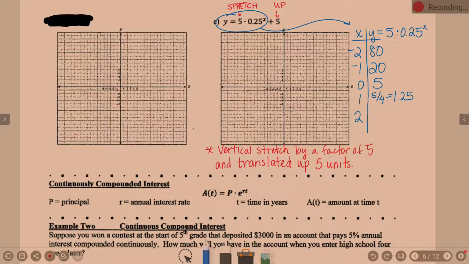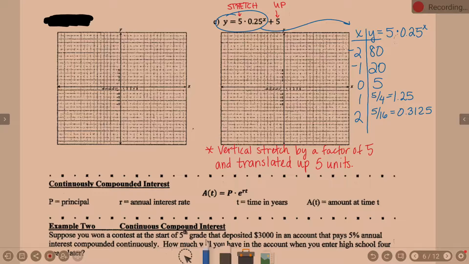1 and 1/4, same thing. Okay. If I put in 2, it becomes 5 over 16, which is 0.3125. Okay.